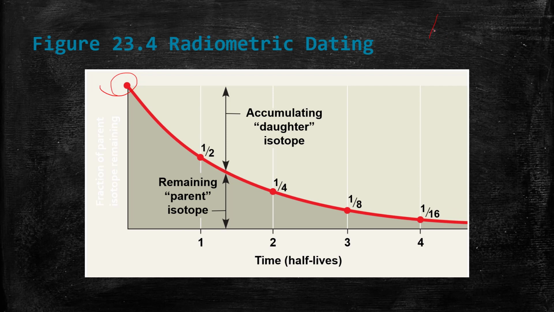Once again, if this element has a half-life of 1,000 years, let's say, then one half-life is 1,000 years. There'd be half of it left. 2,000 years later, there'd be a quarter of the parent isotope left, right? 3,000 years, there'd be an eighth left. 4,000 years later, there'd be a 16th left. So you can do the math pretty simply to figure out how old a specimen is based on your knowledge of the half-life and how much parent isotope is there and how much daughter isotope is there.